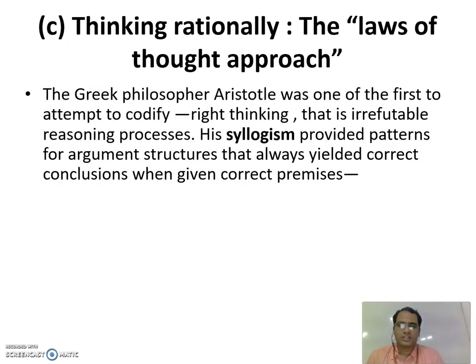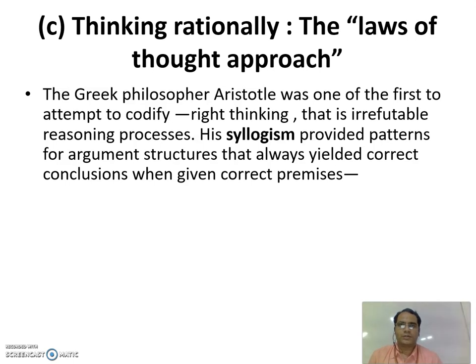When it comes to thinking rationally, that is the laws of thought approach, the famous Greek philosopher Aristotle was one of the first to attempt to codify right thinking. He tried to code the right thinking. How? He came up with something called syllogism, an irrefutable reasoning process of right thinking. His syllogisms provided patterns for argument structures that always yielded correct conclusions when correct premises are given.